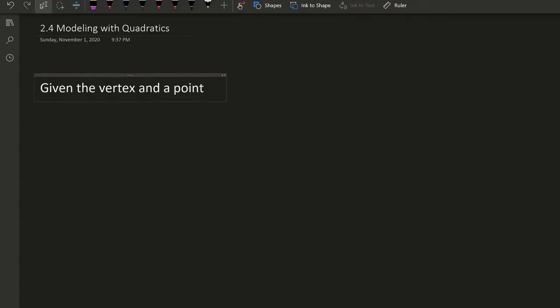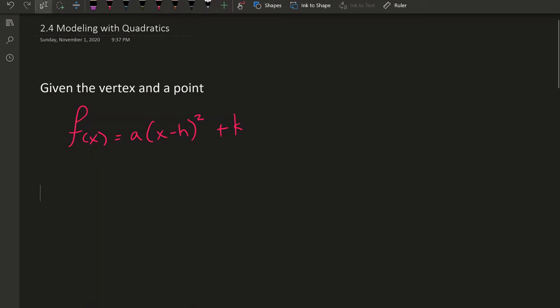Now, if we're given the vertex and a point, we're going to want to use a formula that we remember as vertex form, or maybe transformational form, depending on what textbook you're using. But that would look like this. F of x is equal to a(x minus h) squared plus k. That form is very useful because I can use h and k to represent the vertex, and then using the second point, a is very easy to solve for.